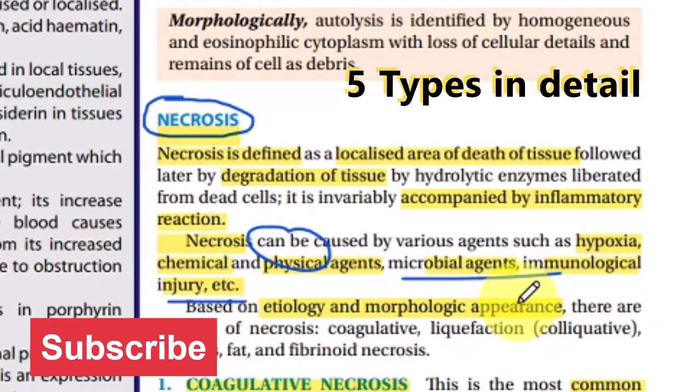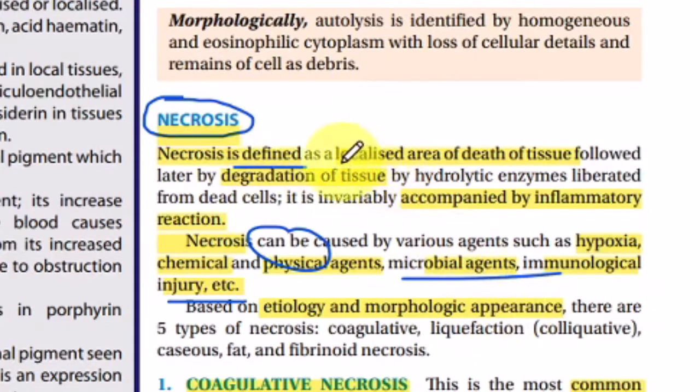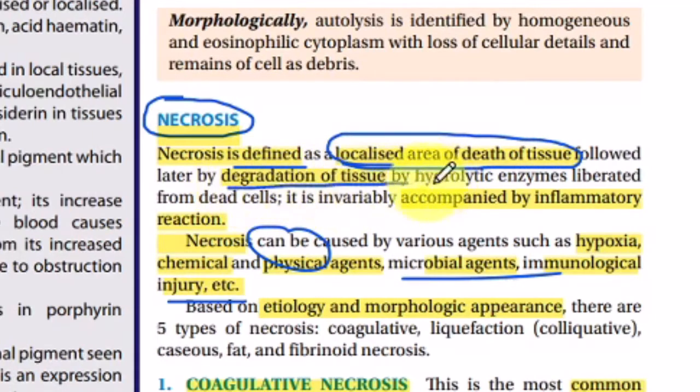What is necrosis? Necrosis is defined as a localized area of death of tissue. Tissue is made up of a particular amount of cells. So all the cells in that area are damaged, and if the cells are damaged, multiple types of enzymes do the damage all over there, and so inflammatory reactions also occur over there. The neutrophils and macrophages come and visit these places.